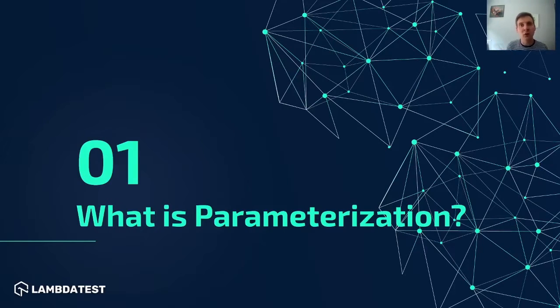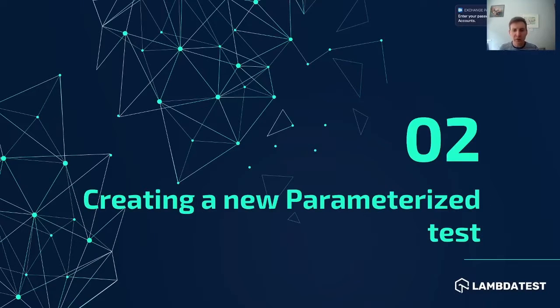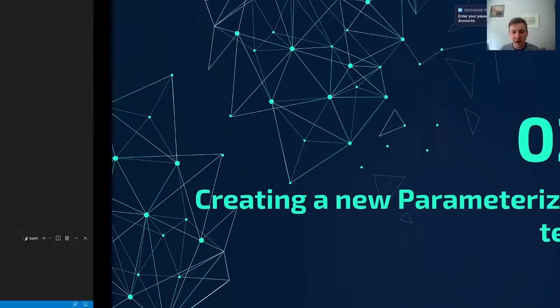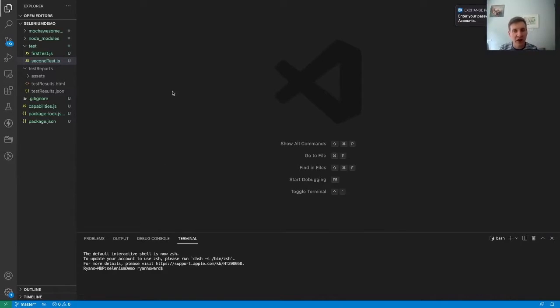So in this video we're going to look at how we can use Mocha to parameterize our test. So for the purposes of this video, we're actually going to create a brand new test in our project. So our first test.js and second test.js are going to stay as they are, and we won't touch them. Instead, we'll create a brand new .js file with a brand new test in.